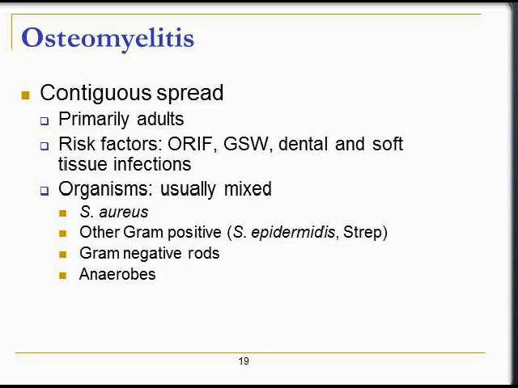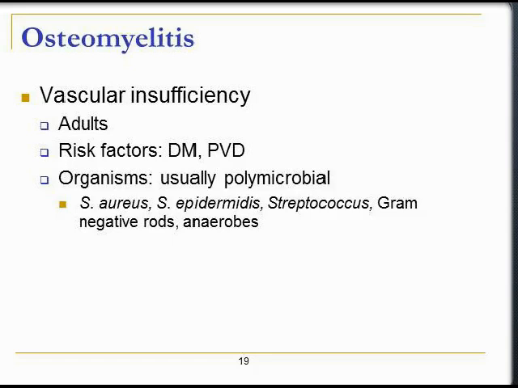Sickle cell patients have slightly different organism patterns, as do IV drug abusers. Now, a contiguous spread is when you have an infection that's close to a bone and then it spreads to the bone. Again, primarily in adults. Risk factors include open reduction, internal fixation of broken bones, gunshot wounds, soft tissue infections, etc. Usually these organisms are more mixed, and you can have both gram-positive and some gram-negatives, and occasionally anaerobes as well, depending on what was in the initial infection.